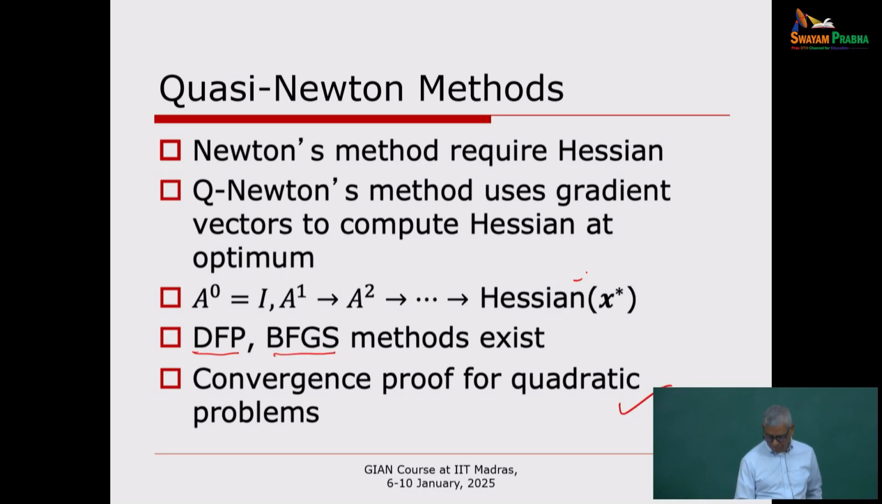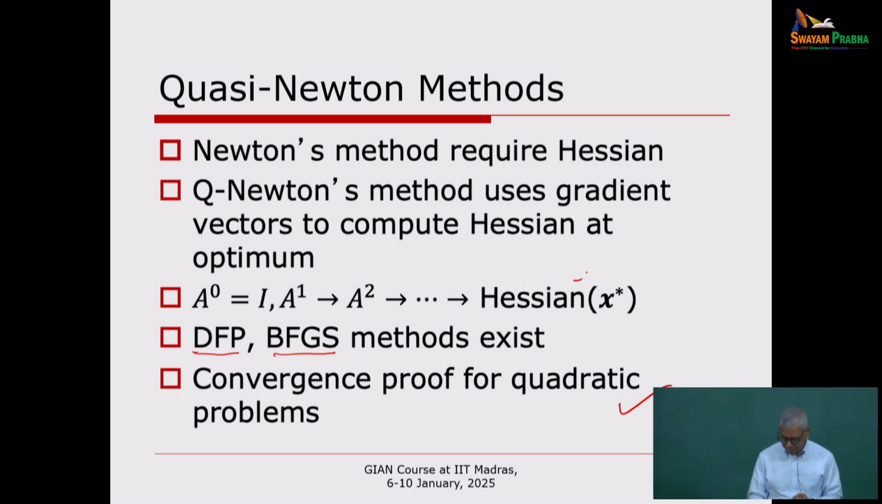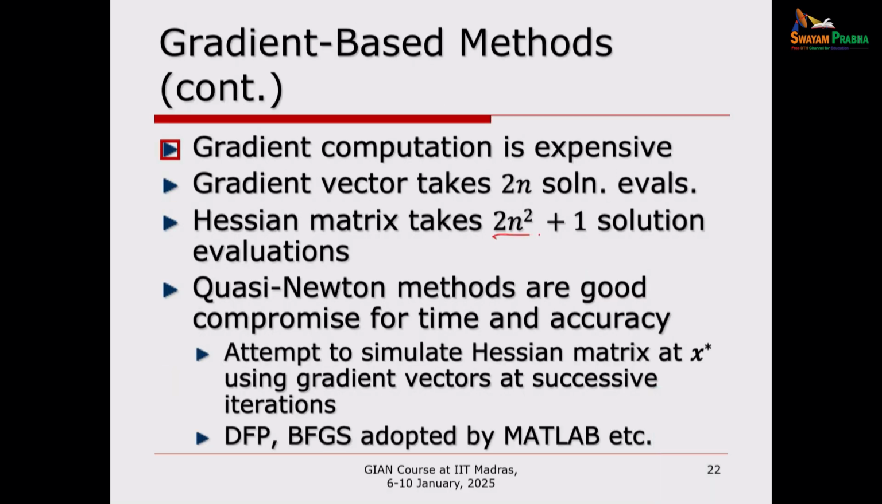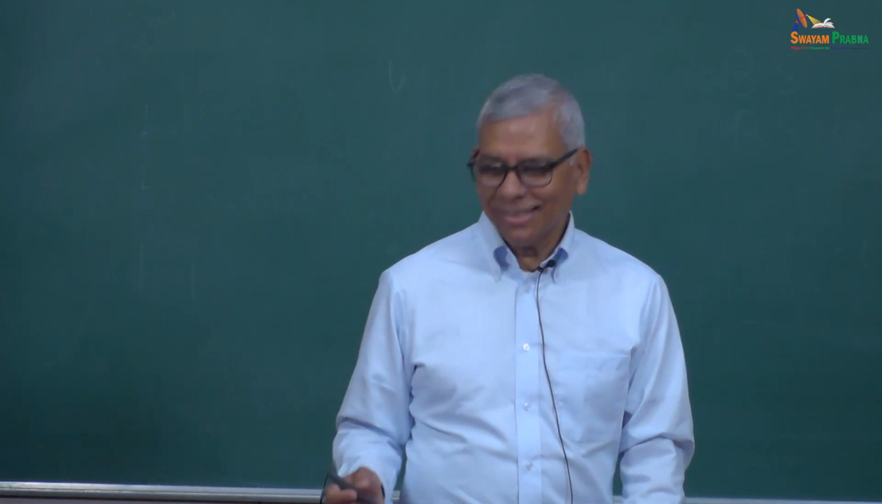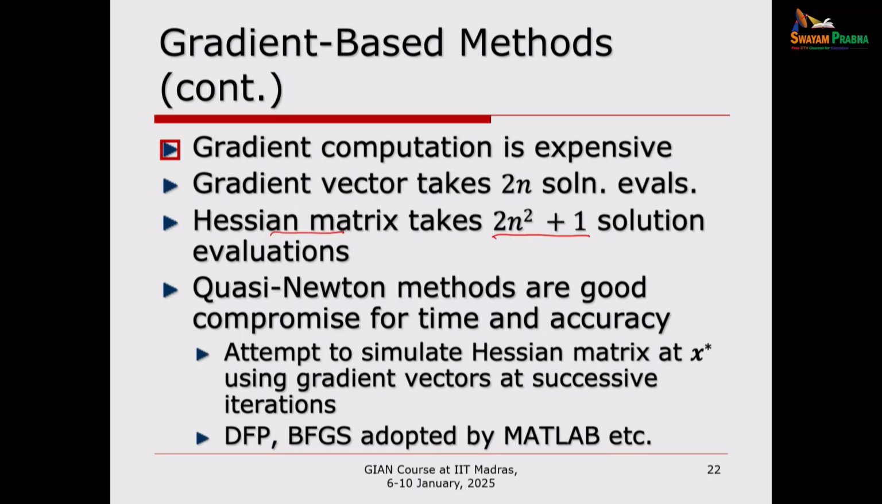For quadratic problems, all these methods have a proof that you are going to achieve the minimum in just a few iterations. I think the exact number depends on which one of these. For the gradient based method, the Hessian requires 2n square plus 1 evaluations, where n is the number of variables. If you have 10 variables, you are talking about 201 function evaluations already. And remember that problem I showed you, one evaluation takes 2 days. One Hessian matrix takes 201 of those in that case.